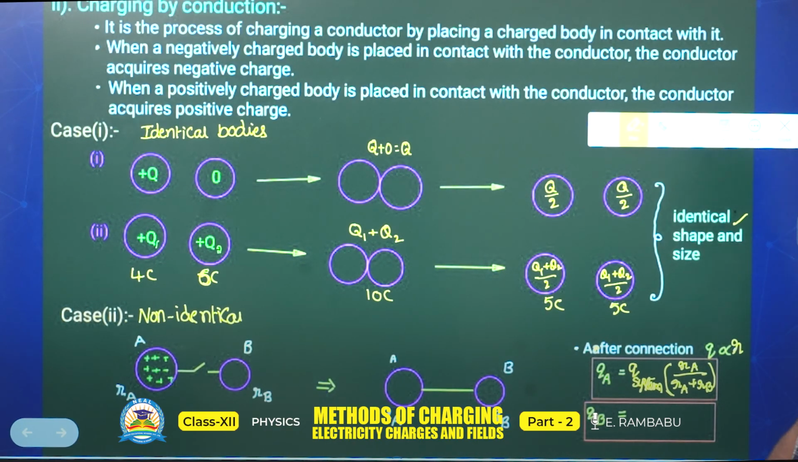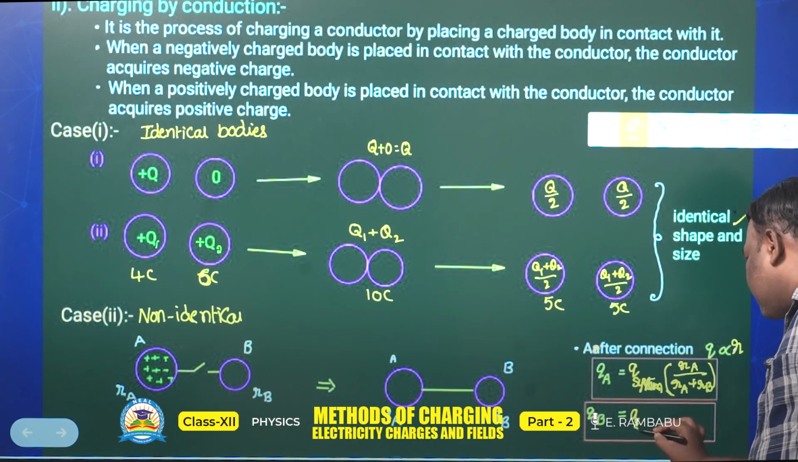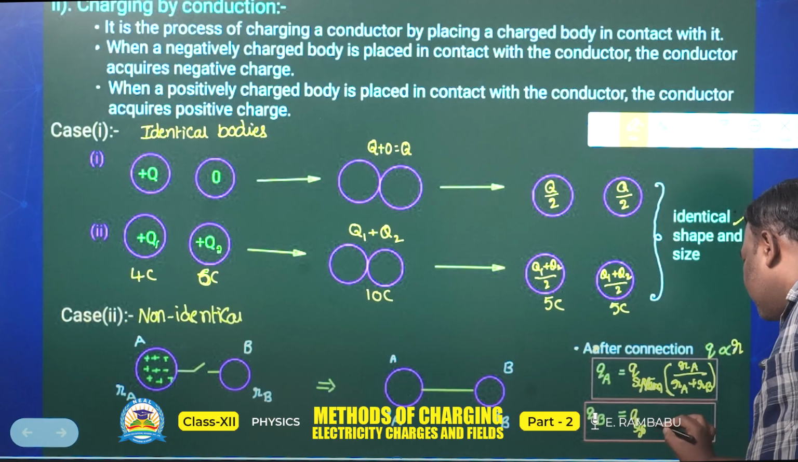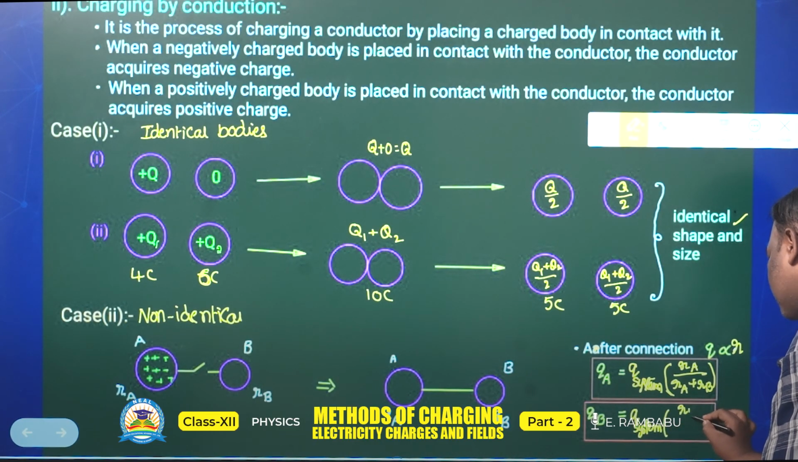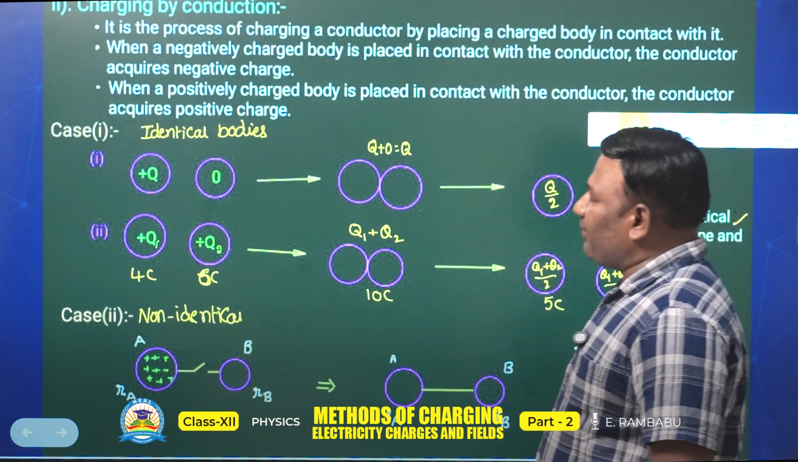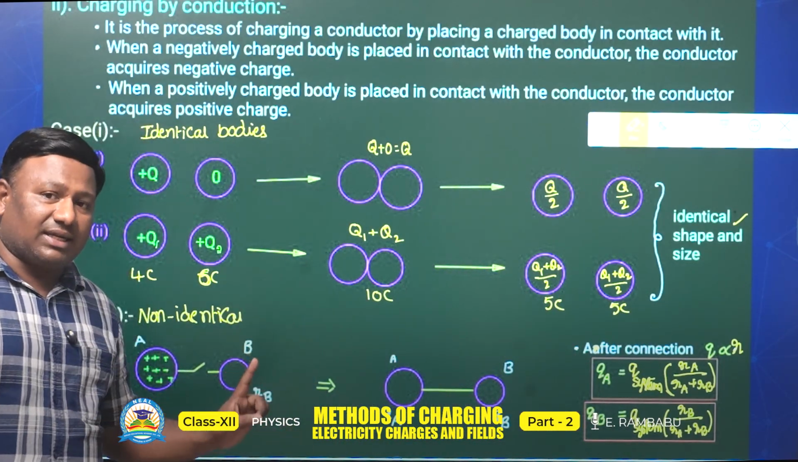Similarly, if you want to calculate the charge on B, first we need to take the system charge, into radius of body B, divided by total radius. Total radius is nothing but RA plus RB. So like that we are going to take formulas for charge through conduction.